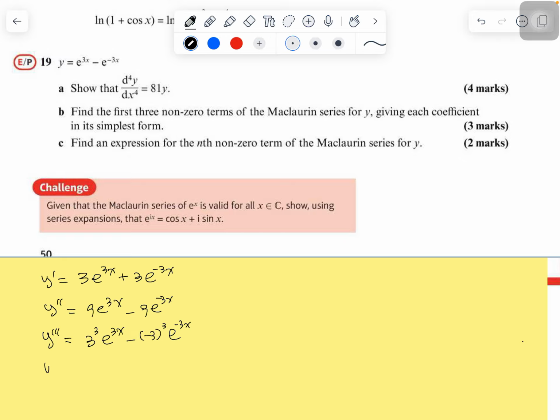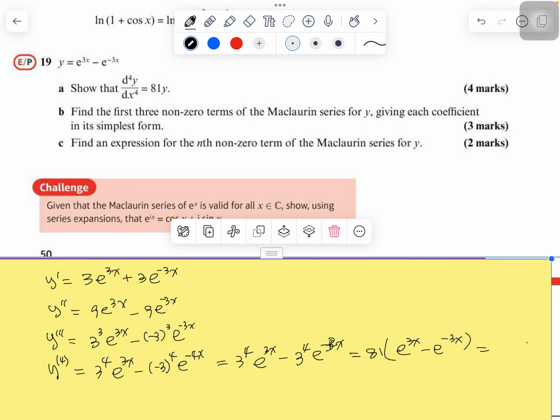And y to the power of 4 is 3 to the power of 4 e to the power of 3x minus negative 3 to the power of 4 e to the power of negative 3x, but 3 to the power of 4 e to the power of 3x minus, we can say this is also 3 to the power of 4 e to the power of negative 3x. So 81 times e to the power of 3x minus e to the power of negative 3x means y. So 81y.